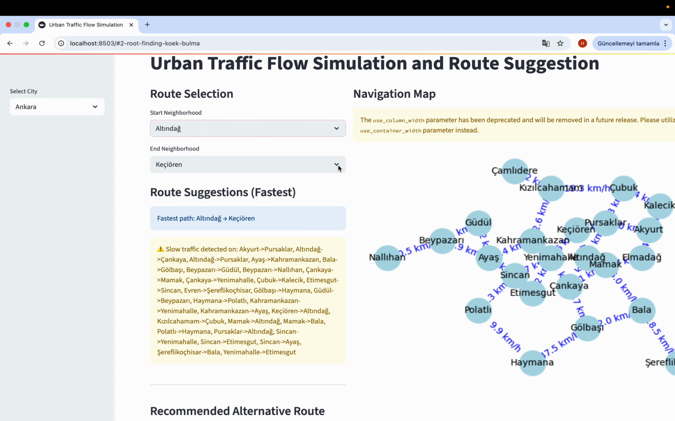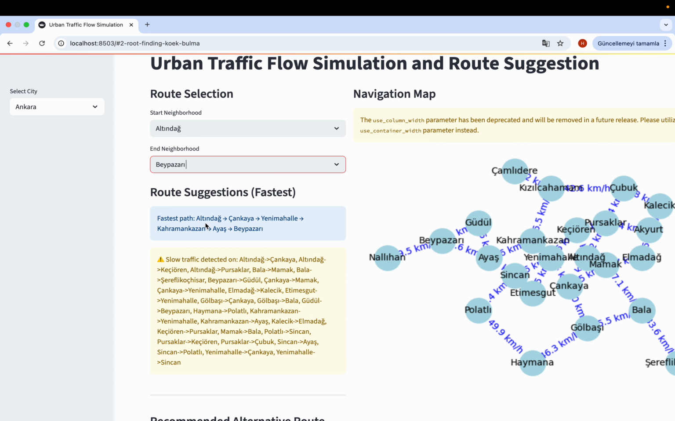Then I select Altındağ as the start and Beypazarı as the end. The fastest path and shortest path are the same: Altındağ to Çankaya to Yeni Mahalle to Kahramanmaraş to Ayaş and to Beypazarı. Fastest route suggestions are shown, but slow traffic is detected on Altındağ to Çankaya, Altındağ to Keçiören, Altındağ to Pursaklar, Mamak, and to Sincan. These neighbors have slow traffic detected.